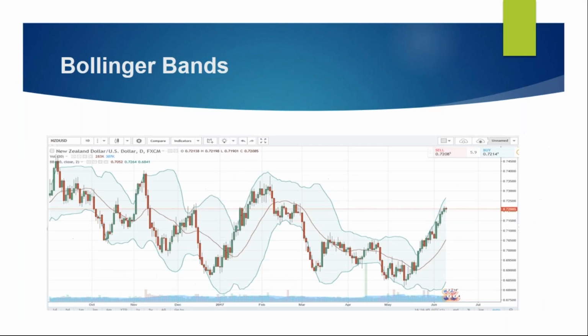So looking at it on TradingView, if you just do indicators, click that button, type in Bollinger Bands, and then it will come up like that. Does look a lot better in TradingView.